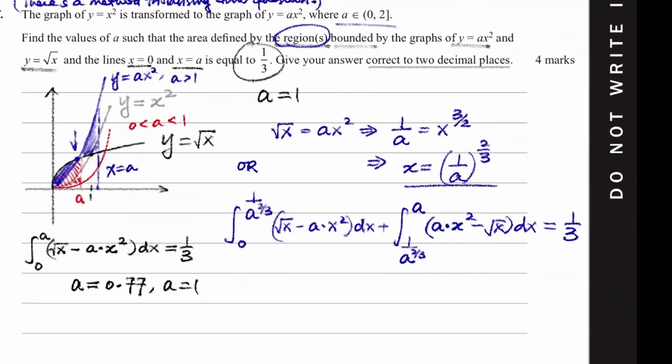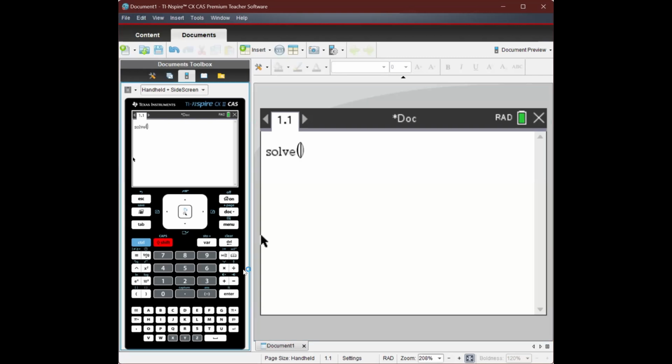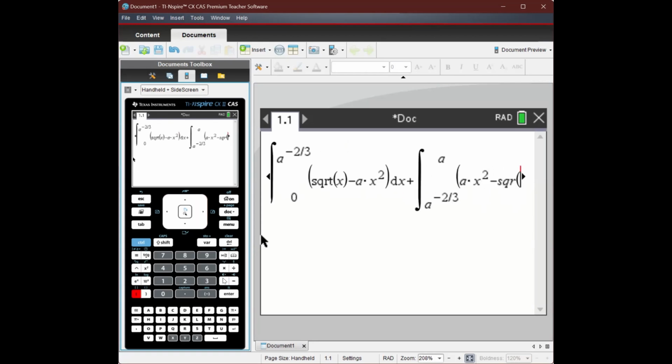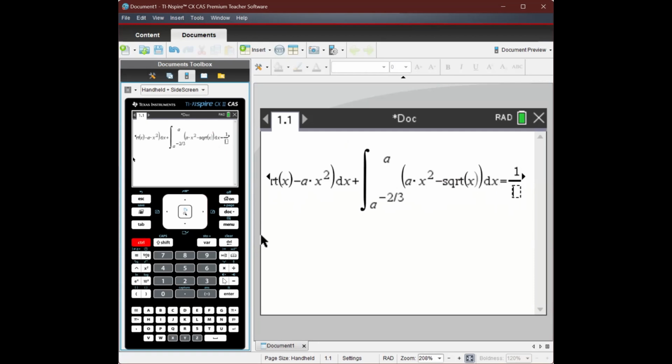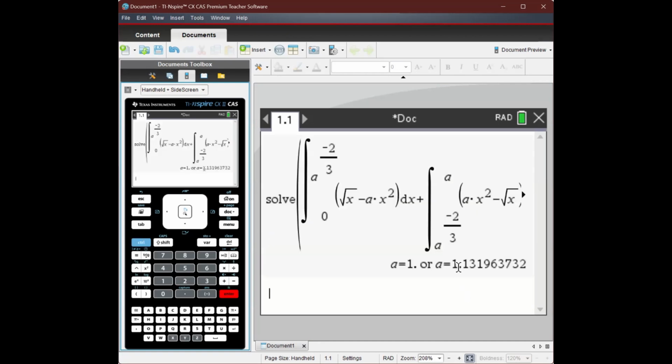And now is a good time to use the CAS calculator. So let me show you what's happening here. Solve: the integral from 0 to a to the power negative 2 over 3 of root x minus a times x squared dx, plus the integral from a to the power negative 2 over 3 to a of a times x squared minus square root of x dx, equals 1/3, for a between 0 and 2. So you get another value, a equals 1 or a equals 1.13 something, okay?